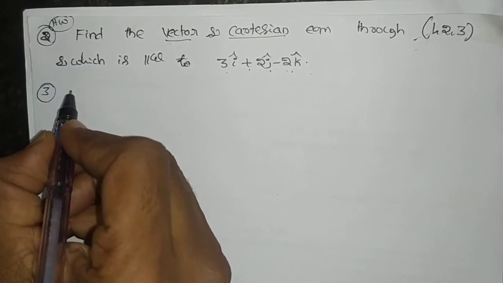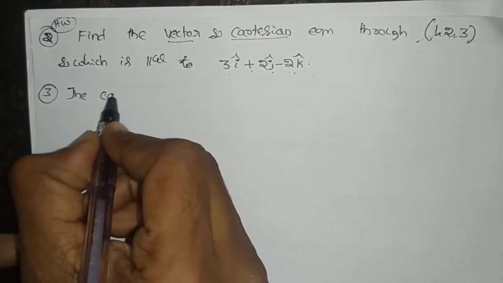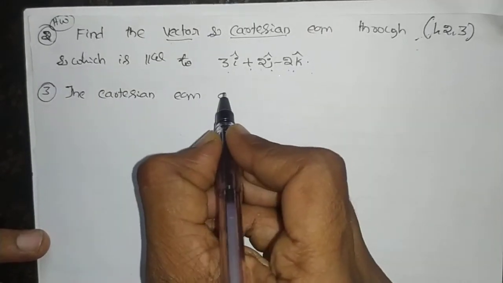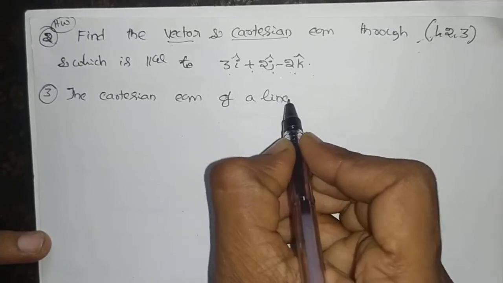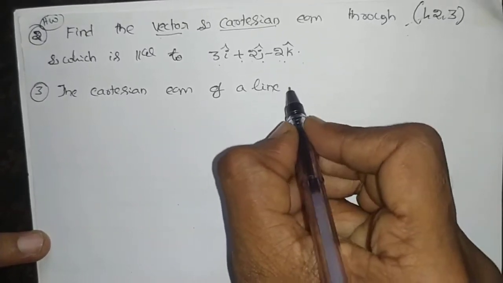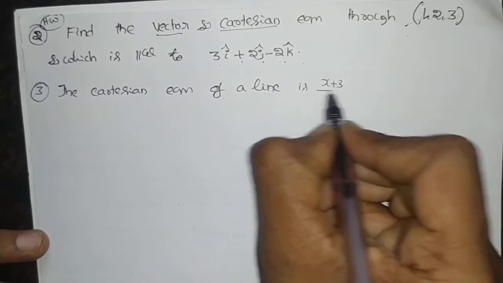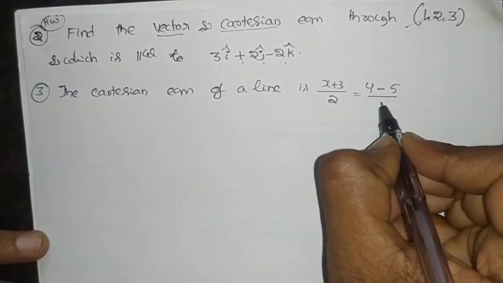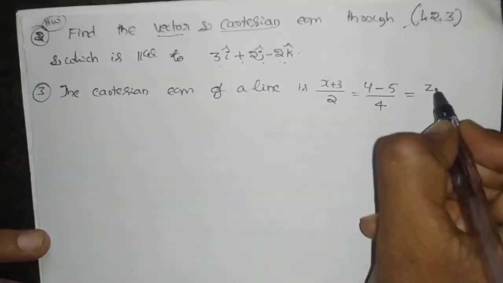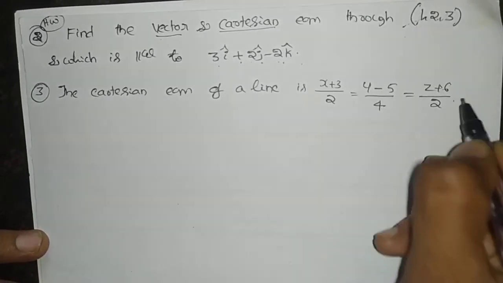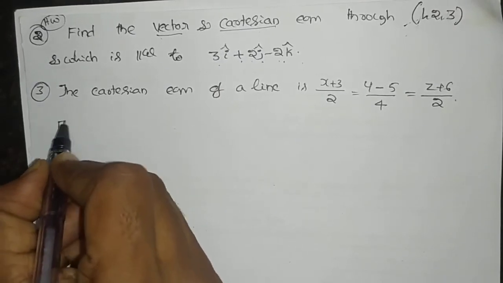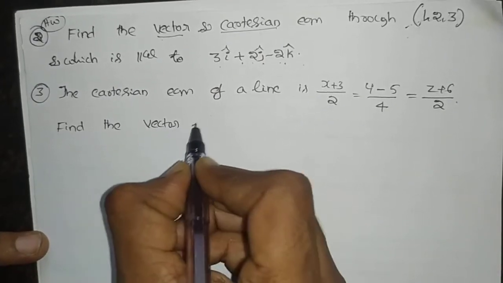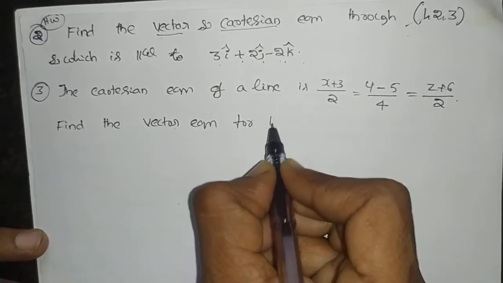The Cartesian equation of a line is x plus 3 divided by 2, y minus 5 divided by 4, z plus 6 divided by 2. Find the vector equation for the line.